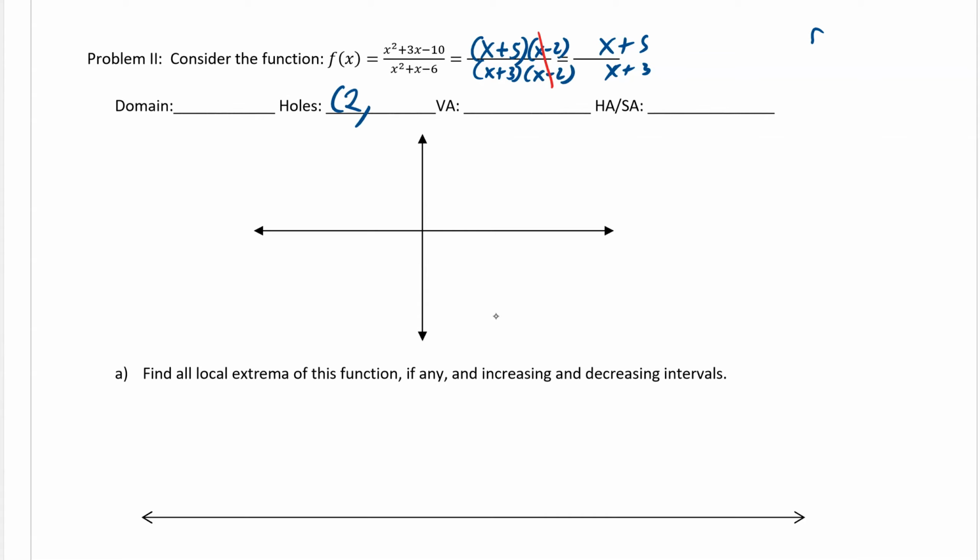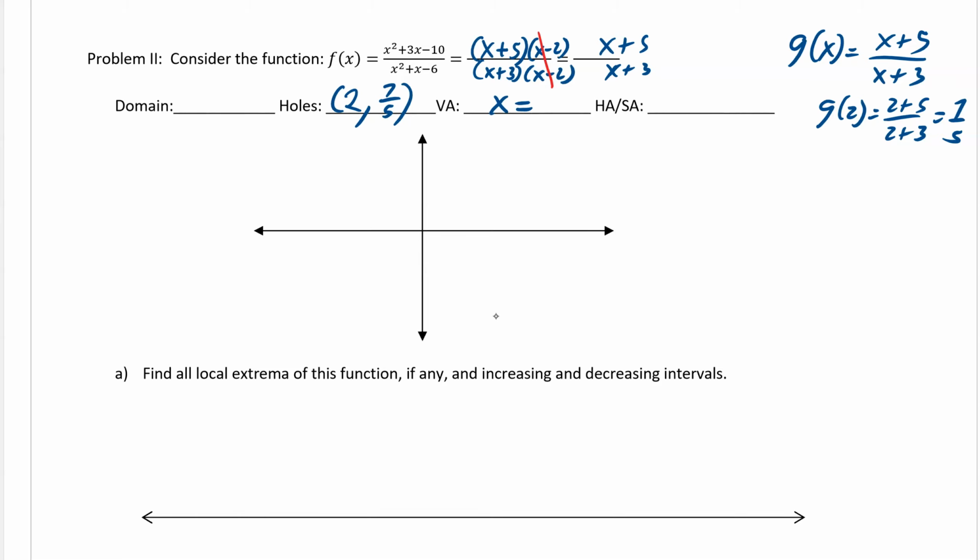So if we take our new function, we're going to call it g of x now. This is the one we're going to be using for everything. We can now find g of 2. And so 2 plus 5 over 2 plus 3 is 7/5. And that can be checked in your calculator. Remember, I plugged it in and it said 7/5. So now what's left is our vertical asymptote.